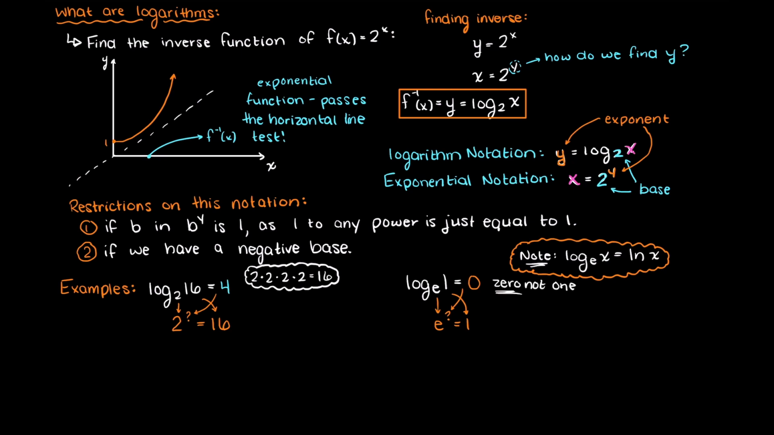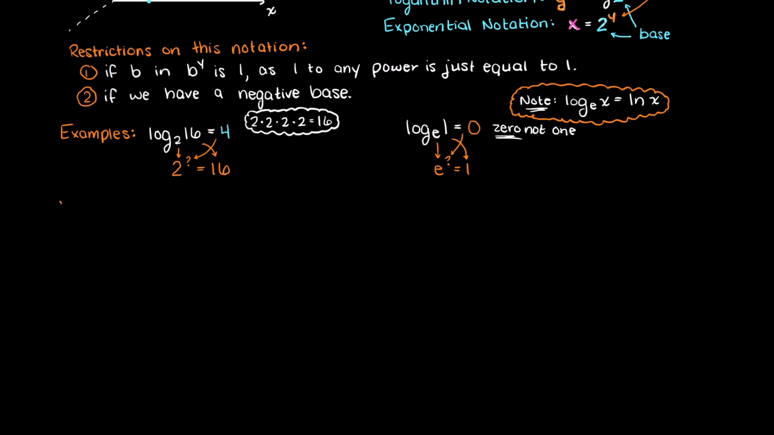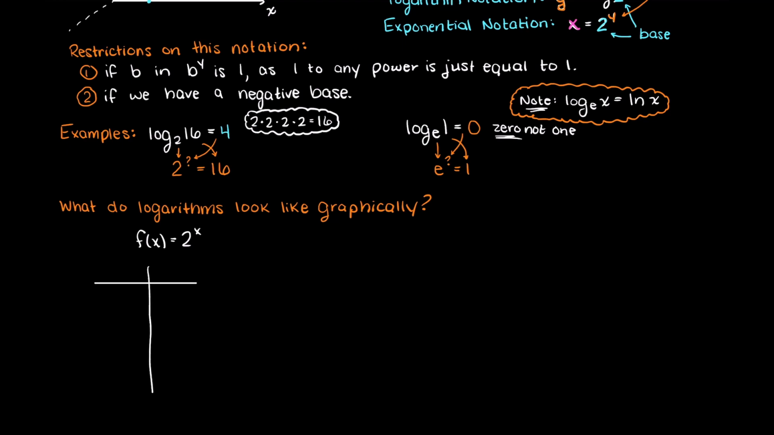So, now that we have an idea of what logarithmic functions are, and what they are used for, what do they look like graphically? Well, as I stated earlier, they are just the inverse functions of exponential functions. So, if we have 2 to the power of x, we can create a table of inputs to outputs. So, let's just do this from 0 to 5. This results in the following output table.